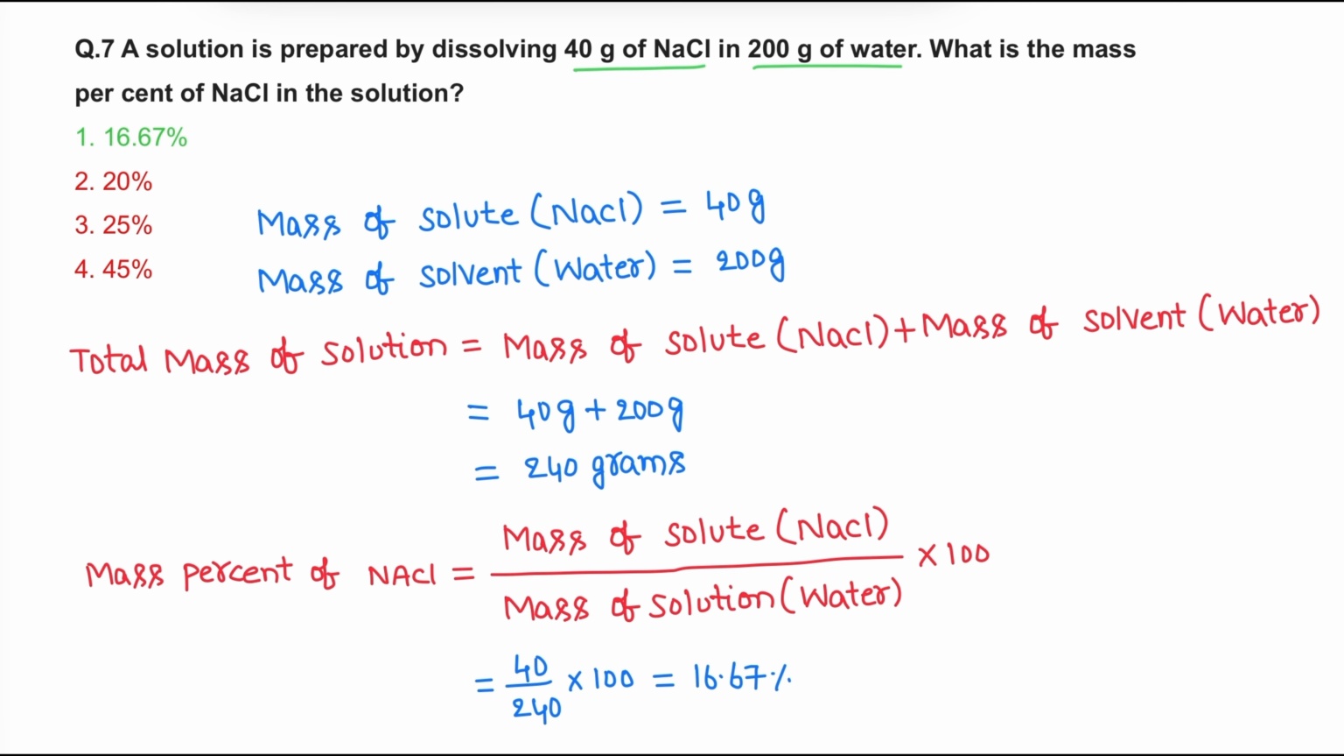In the question they have asked mass percentage of sodium chloride. Mass percentage is mass of solute divided by mass of solution, into 100. That is 40 by 240 into 100, which is 16.67%. Correct answer is option 1.